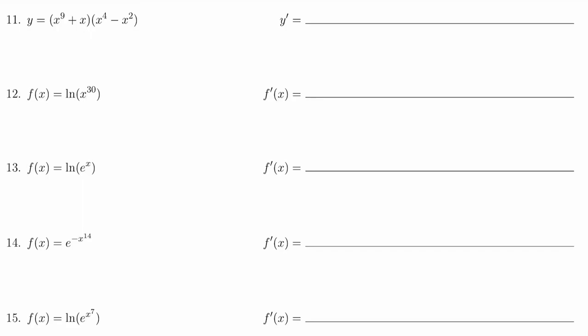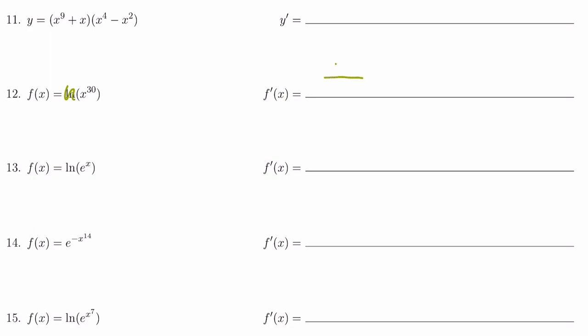Let's look at some tough derivatives using the natural log and base e. So for number 12 here, we have ln of x to the 30th. Anytime we have ln of something, we're going to take the derivative of what's inside over the original inside. So I have a nice x to the 30th inside. I get to really not think about the ln. I can cover it up with my finger for a second. It tells me I'm going to take the derivative over original inside.